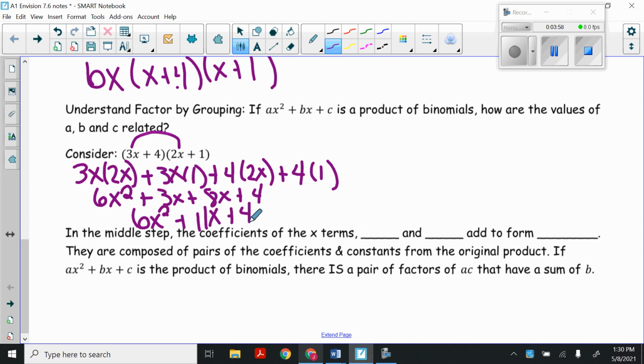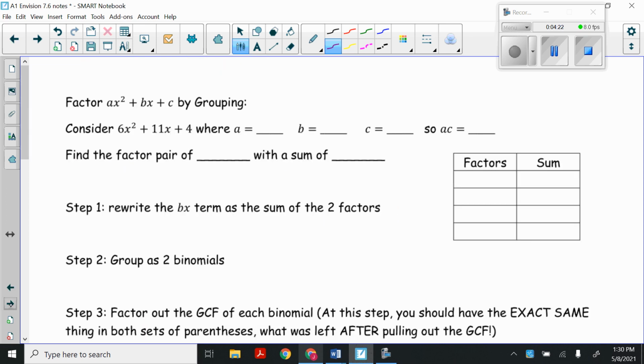In the middle step, the coefficients of the x terms 3x and 8x add to form 11x. They're composed of pairs of the coefficients and constants from the original product. If ax squared plus bx plus c is the product of binomials, there is a pair of factors of ac that have a sum of b. So now we're going to look at factoring ax squared plus bx plus c by grouping. So consider 6x squared plus 11x plus 4, where a is equal to 6, b is equal to 11, and c is equal to 4. So now we're going to multiply AC. So 6 times 4 gets me 24.